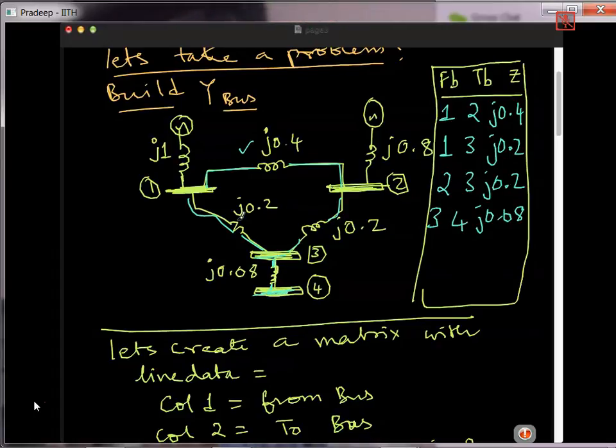I have two more branches. This branch is between 1 and the ground. Actually there is no ground, there is a generator here. But if I replace this with a Norton's equivalent, this will become a current source and this will become an impedance. So I can put 1, 0, and it will become j1. And this one will be 2, 0, and then it will become j0.8. That's it. So this is my line data.